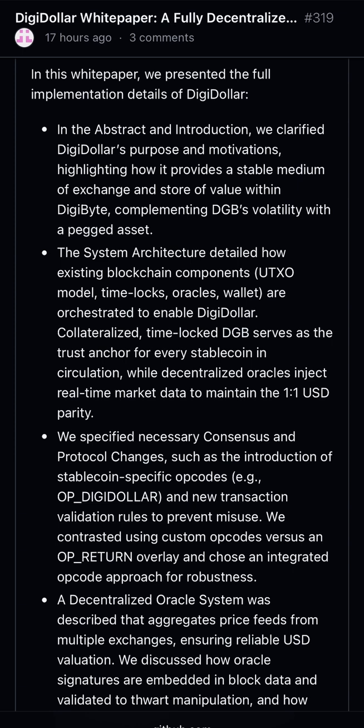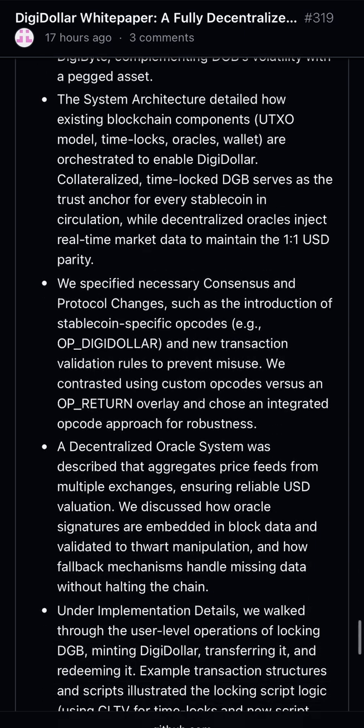The system architecture detailed how existing blockchain components, UTXO model, time locks, oracles, wallet, are orchestrated to enable DigiDollar. Collateralized, time-locked DGB serves as the trust anchor for every stablecoin in circulation, while decentralized oracles inject real-time market data to maintain the one-to-one USD parity.